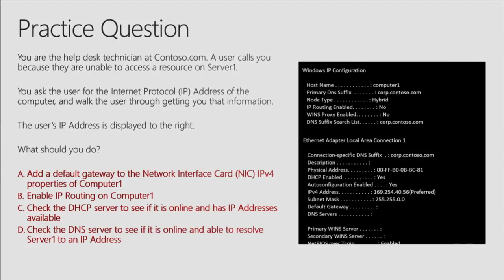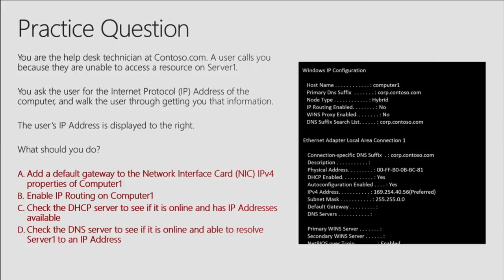Should you add a default gateway to the network card, enable IP routing, check the DHCP server to see if it's online and has IP addresses available, or check the DNS server to see if it's online and able to resolve server 1?